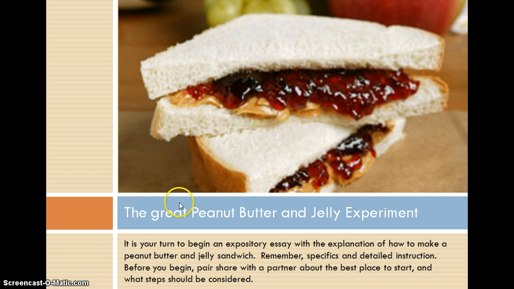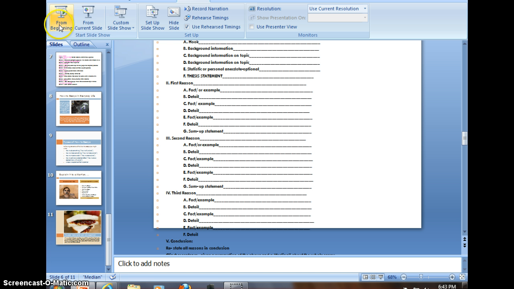Alright guys, and that should have been a good experiment. That is the end of our presentation as far as expository writing goes. There is one more presentation after this, but hopefully you understand expository writing. Again, it is to explain. So when we go into expository writing in the upcoming weeks, hopefully you will know that you are to really just give details, details, details. That is what is important, okay?